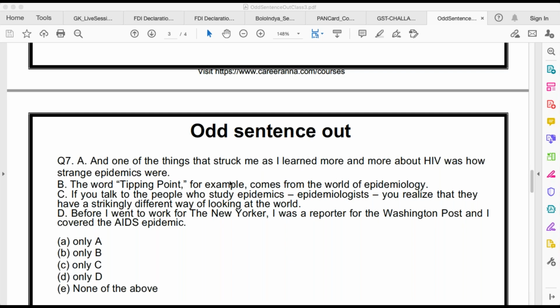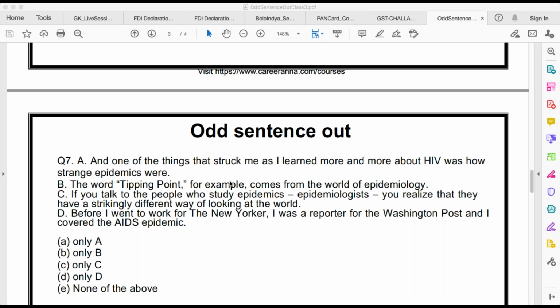And one of the things that struck me as I learned more and more about HIV was how strange epidemics were. The word tipping point, for example, comes from the world of epidemiology. No worries, we'll be discussing this. If you talk to people who study epidemics, epidemiologists, you realize that they have a strikingly different way of looking at the world. C is about epidemiologists.